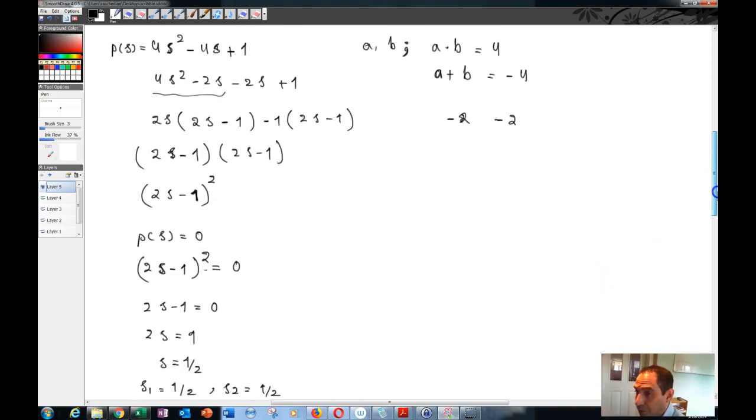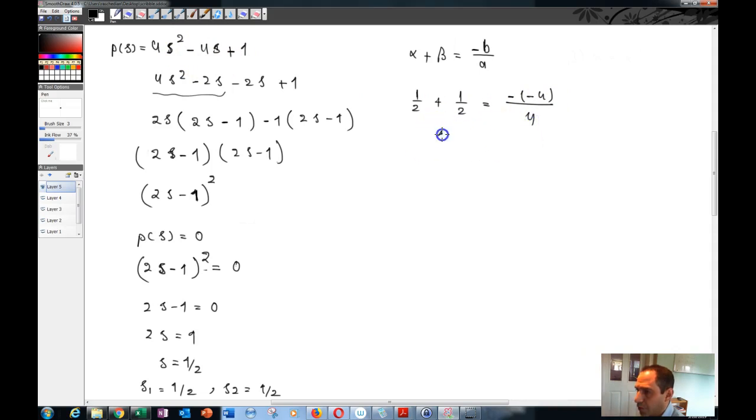So now you can come over here and find the relationship between the zeros and the coefficients. We said that alpha plus beta is equal to negative b by a. So the zeros, each of which was 1/2, give 1/2 plus 1/2 is equal to negative b by a. Negative b by a is equal to negative of negative 4 by 4, which is 1. So 1 is equal to 1, and that relationship is true.